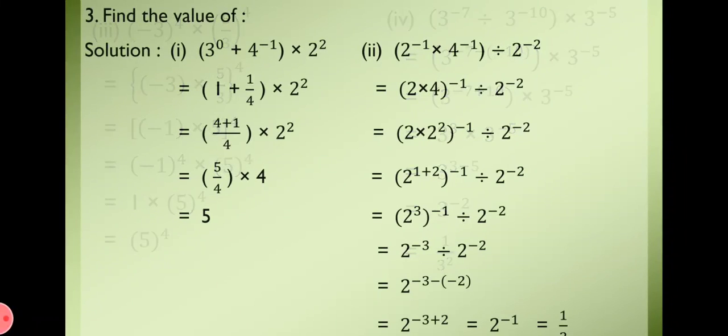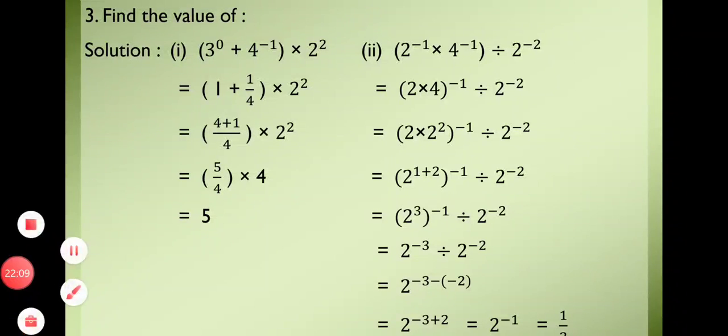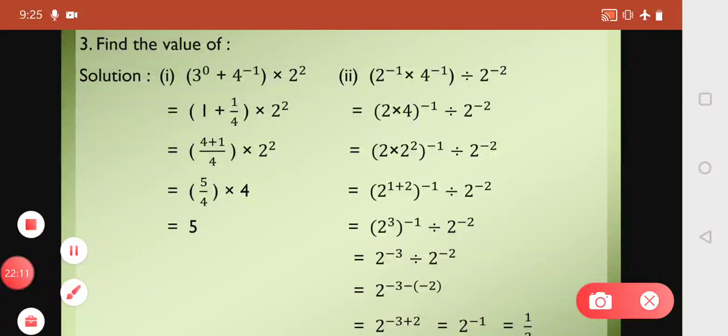Next question, find the value of. Here also you have to find the value of the given questions. Now the solution for question number 1. Question number 1 is given as (3^0 + 4^-1) into 2 square.